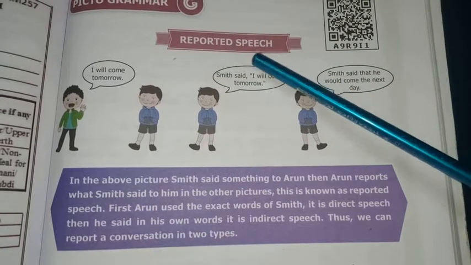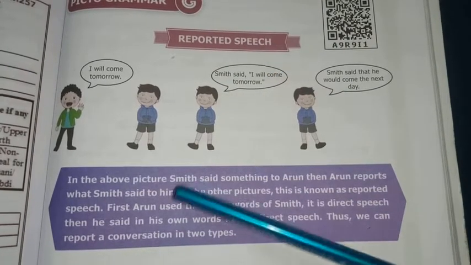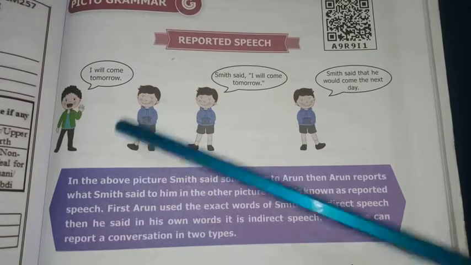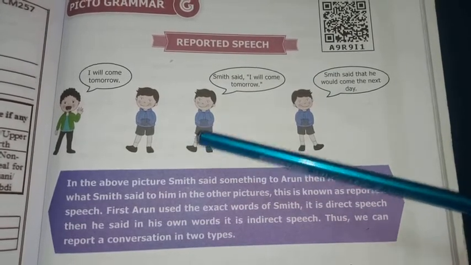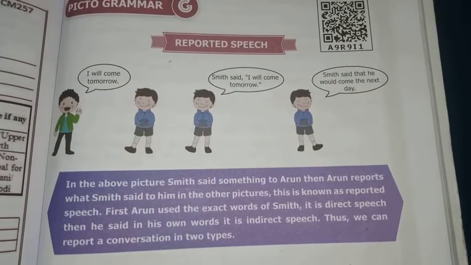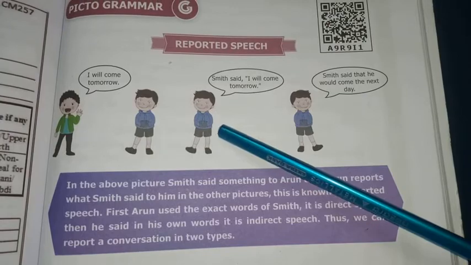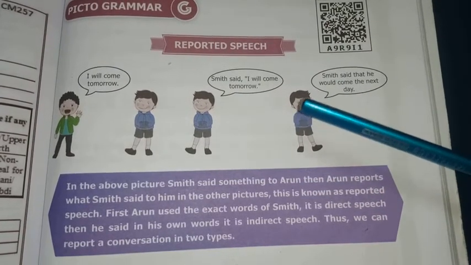The grammar given in 6th unit is reported speech. In the above picture, Smith said something to Arun. Arun then reports what Smith said to him in the other picture. This is known as reported speech.